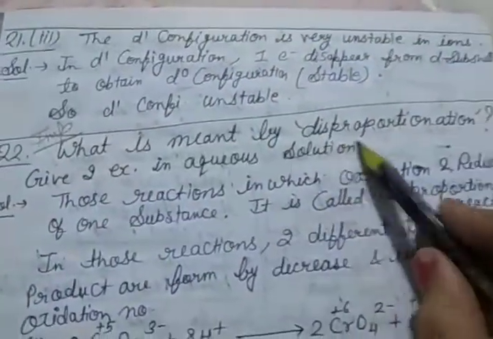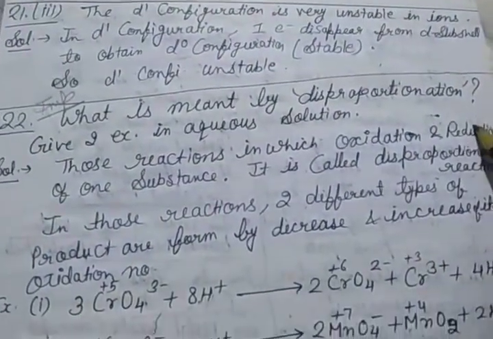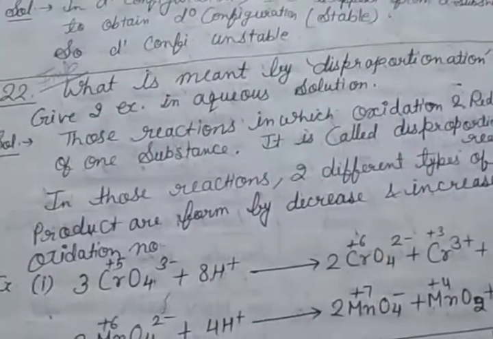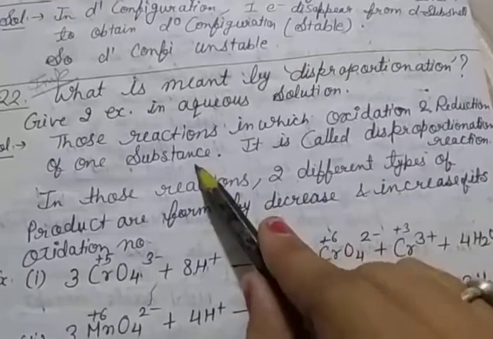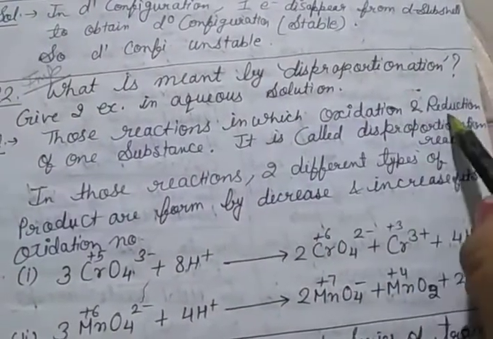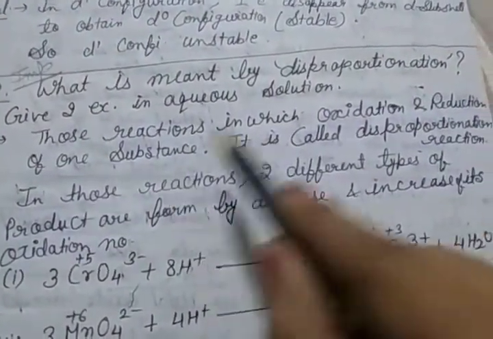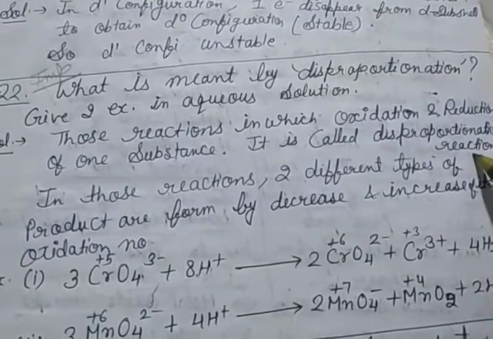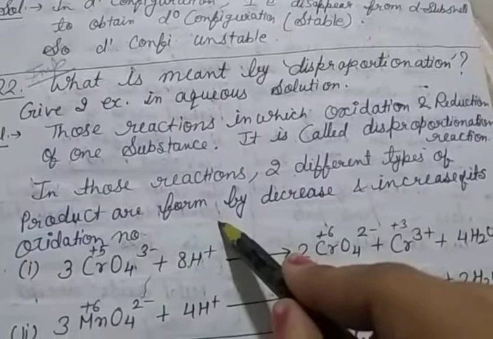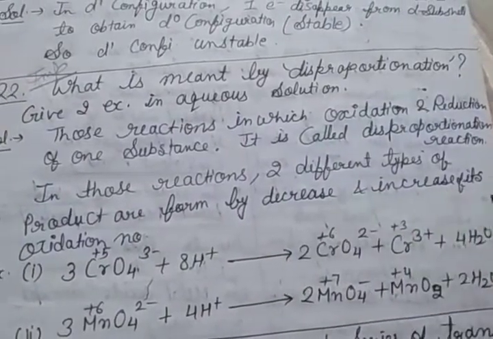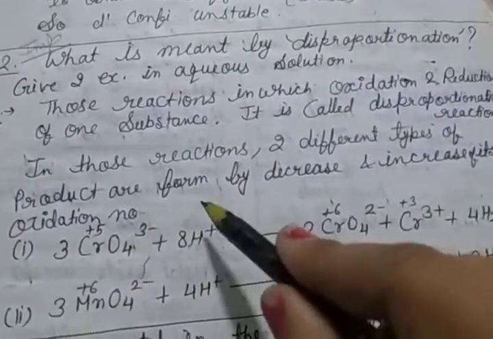What is meant by disproportionation? Give 2 examples. You already know about disproportionation: those reactions in which oxidation and reduction occur in one substance are called disproportionation reactions. In those reactions, two different types of products are formed by decrease and increase of the oxidation number.